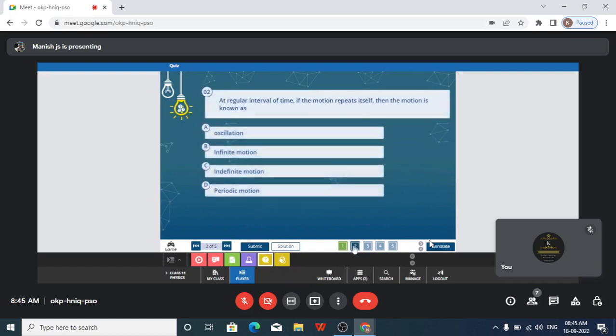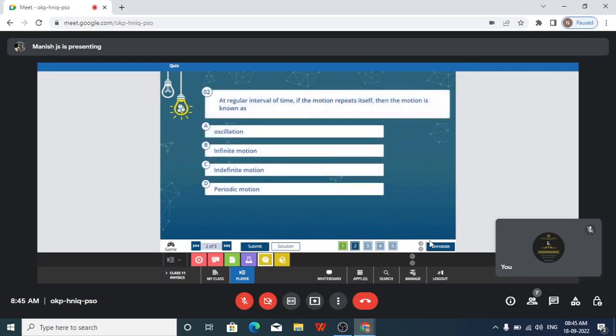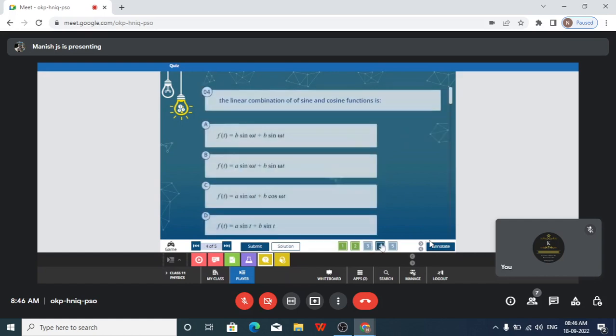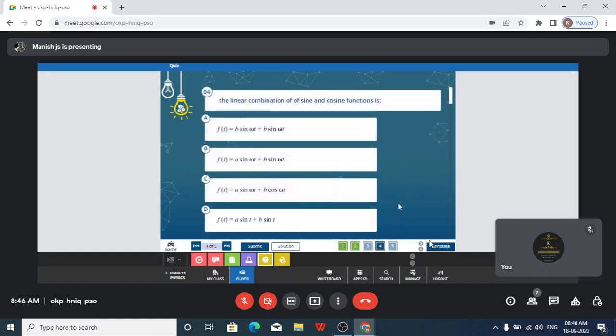Okay, next: at regular intervals of time, if the motion repeats itself, then what is this motion called? This is quite simple. Periodic motion. Let's see this. Regular intervals of time, they say. Okay, periodic motion. Yes, it's correct. This one we have not come to yet. Yes, this is correct. This is easy.